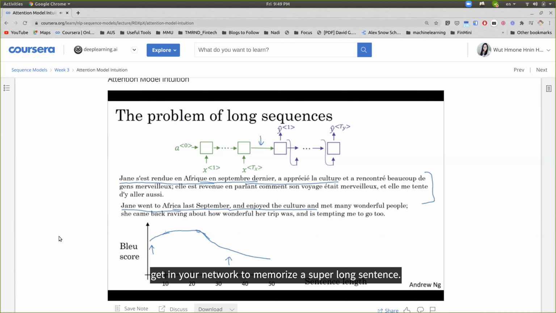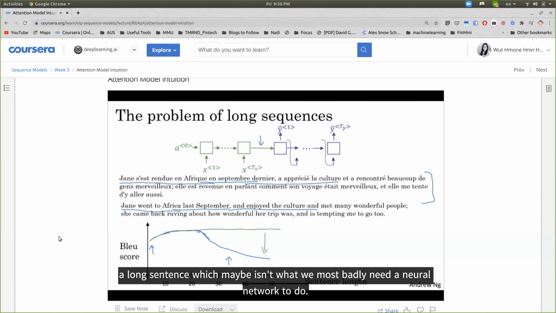So in this and the next video, you'll see the attention model, which translates maybe a bit more like humans might, looking at part of a sentence at a time. And with an attention model, machine translation system's performance can look like this, because by working one part of a sentence at a time, you don't see this huge dip, which is really measuring the ability of a neural network to memorize a long sentence, which maybe isn't what we most badly need a neural network to do. So in this video, I want to just give you some intuition about how attention works, and then we'll flesh out the details in the next video.